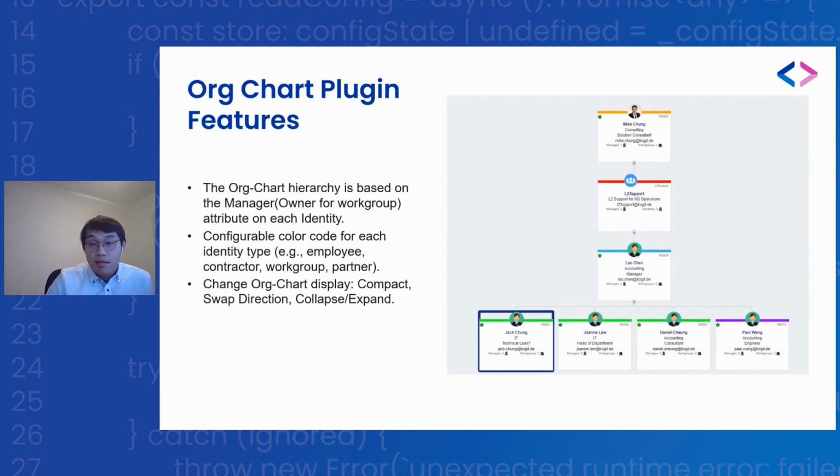The org chart plugin features. As a general practice, the org chart hierarchy logic we design in this demo plugin is based on the manager attribute of each identity or owner attribute of each work group. The color code for each type of node is configurable under the plugin setting. Supported by the D3 org chart library, there is an interactive way to change the display of the org chart, including compact, swap directions, and collapse or expand on the tree. And here's the outlook on the outcome which we will accomplish after this session.